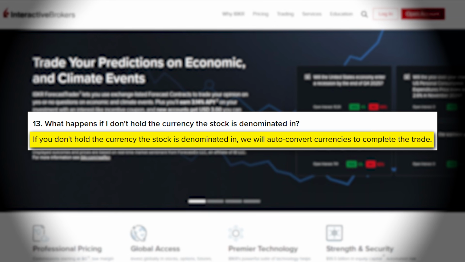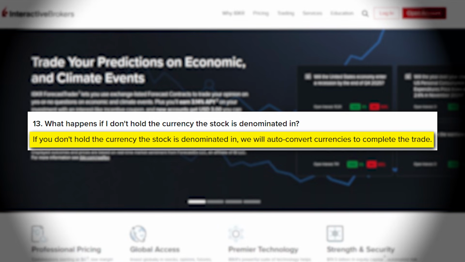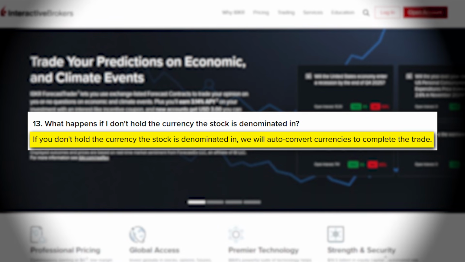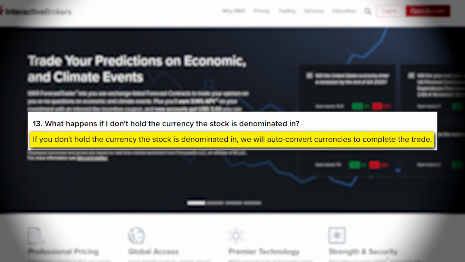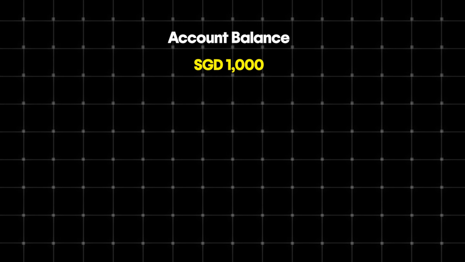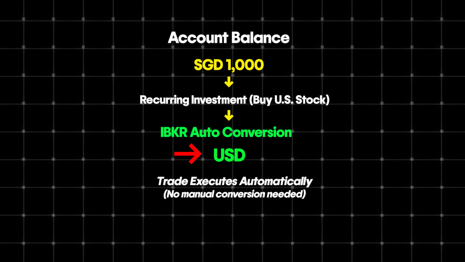When you set up a recurring investment, and if you do not already hold the currency that the asset is denominated in, IBKR will automatically convert your currency in order to complete the trade. For example, if you have 1000 SGD in your account and you set up a recurring investment to buy a US investment, IBKR will automatically convert the required amount from SGD to USD at the point of the trade. This applies regardless of whether you are using a cash account or a margin account.